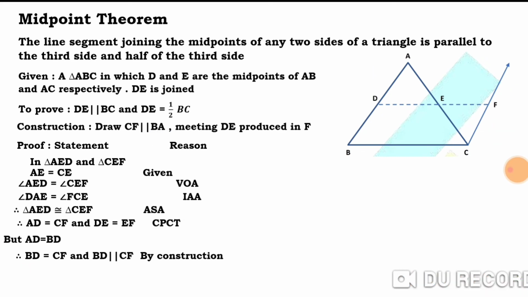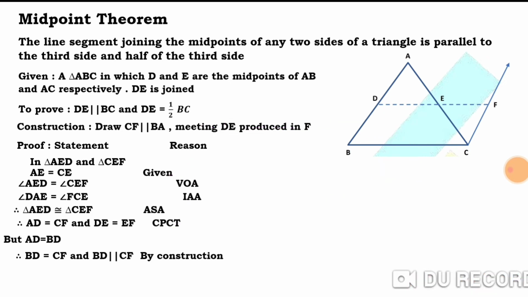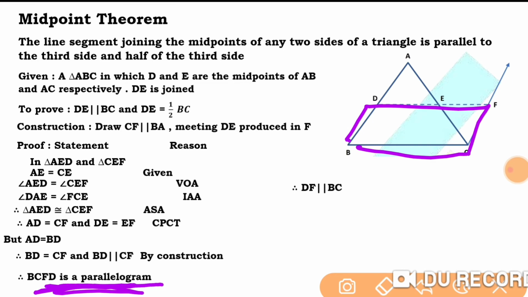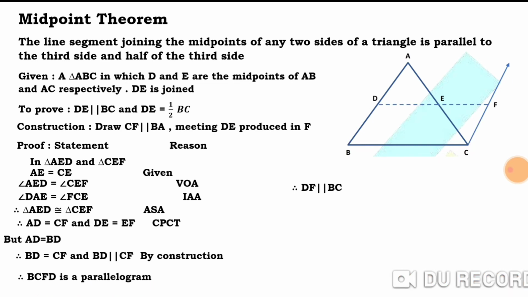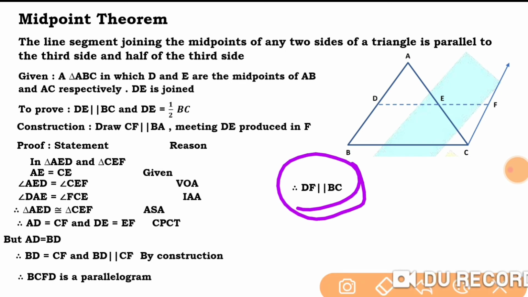So according to a theorem that we have learned, if in a quadrilateral we prove that one pair of opposite sides are equal and parallel, then this quadrilateral becomes a parallelogram. Therefore what we can write is that BCFD is a parallelogram. Once we have proved that it is a parallelogram, I can write that DF is parallel to BC. That is the other side, DF is parallel to BC.